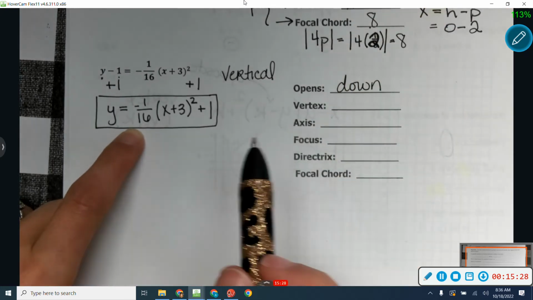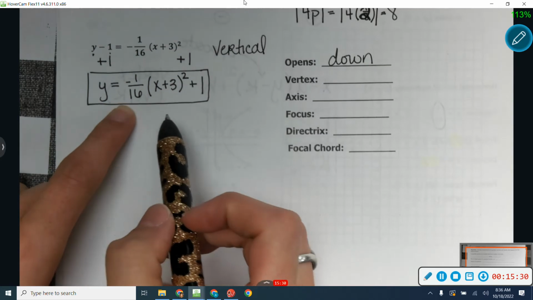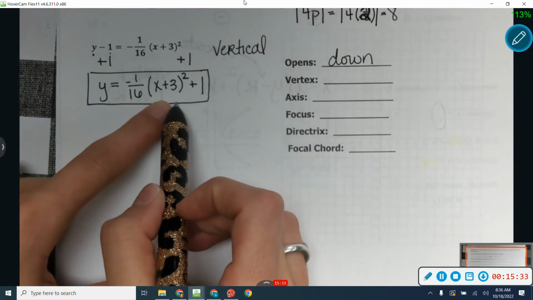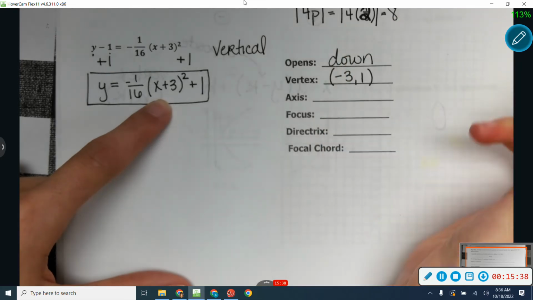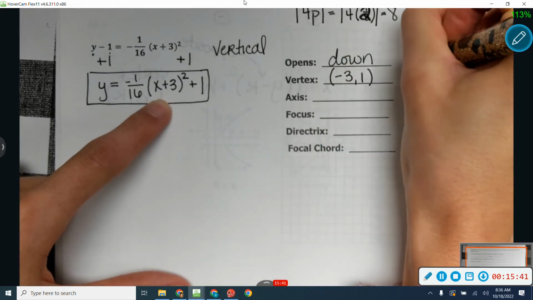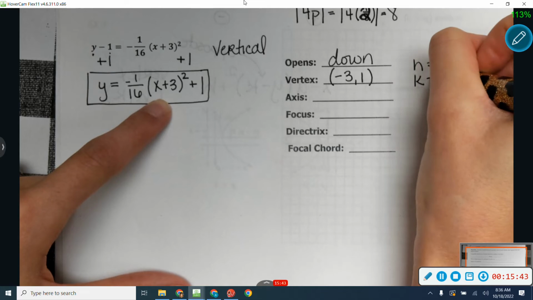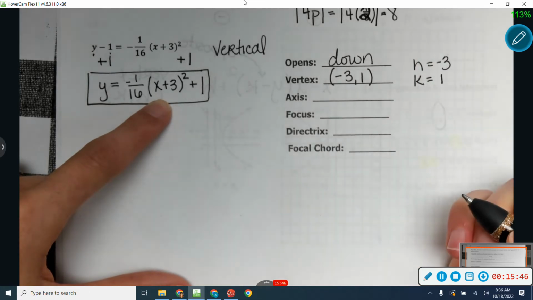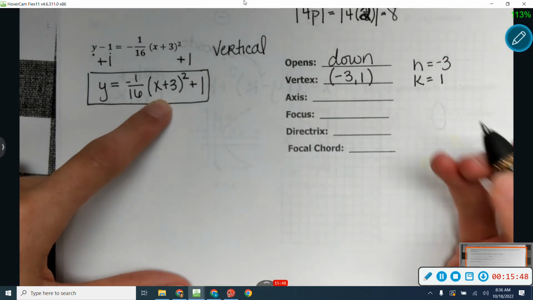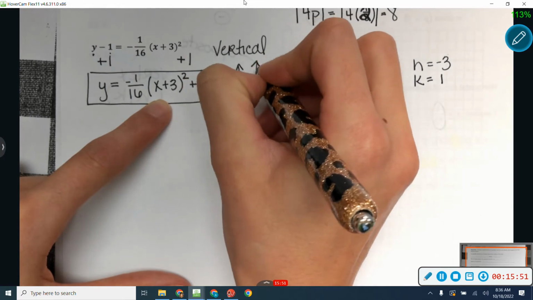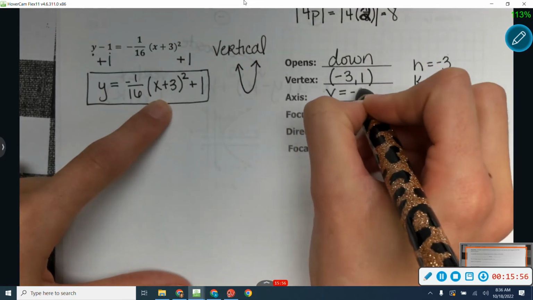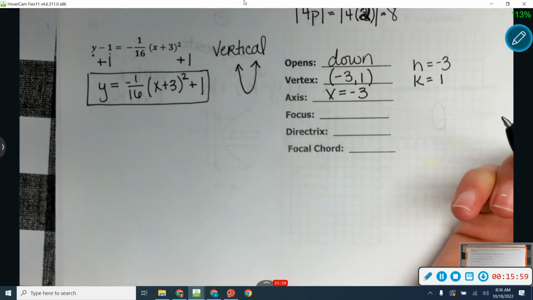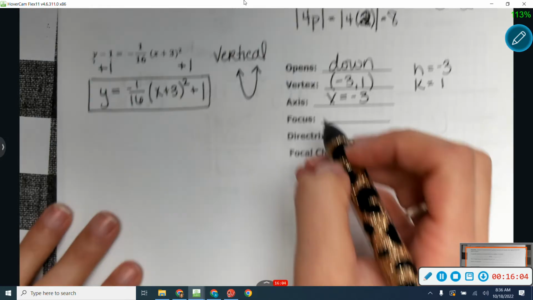Now with vertical, you can identify your vertex just like we know to do. What's my vertex from this? Negative 3, 1. Okay, so my h is negative 3, my k is 1. So my axis of symmetry, if it's vertical, my axis of symmetry is what? X equals negative 3. We good with that? Alright, so now I need to find my p-value.